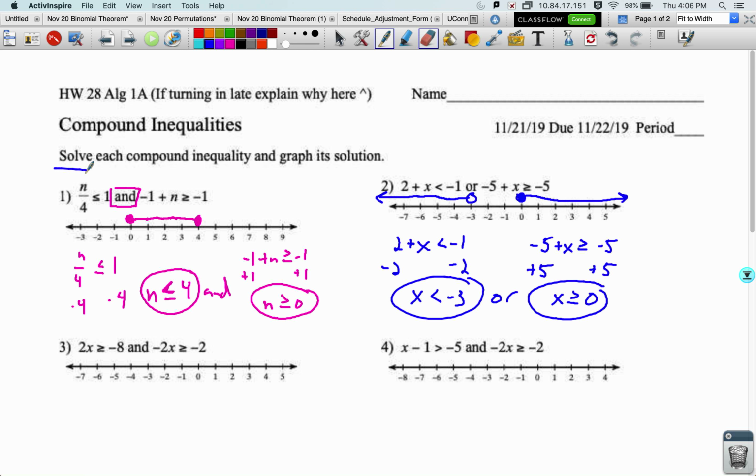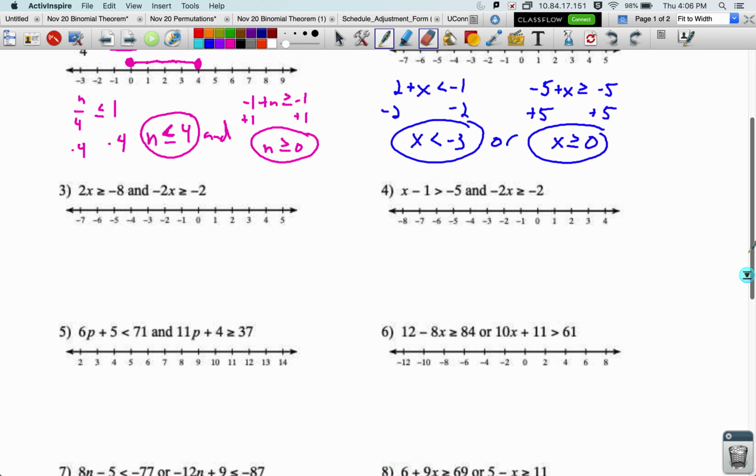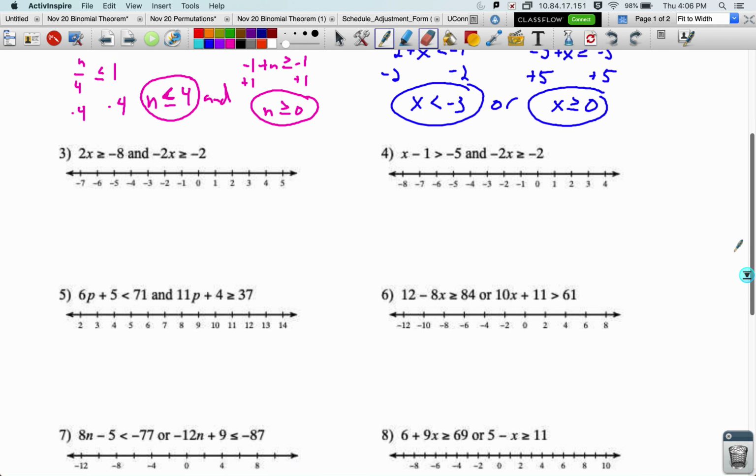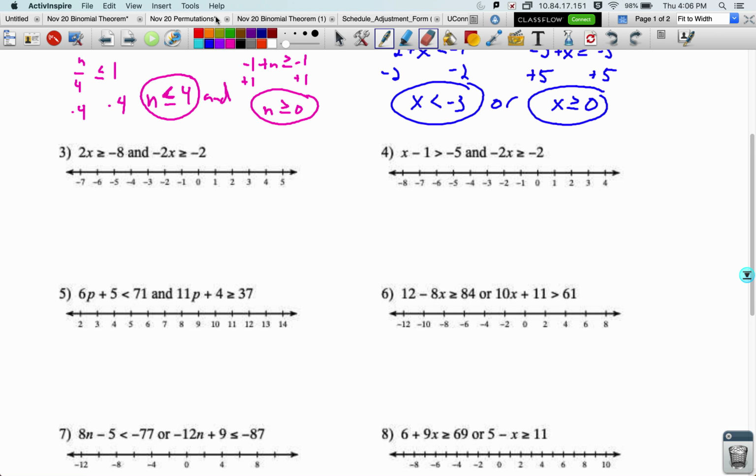That's part of our solving, because it's not just graphing. When we solve it, that is where we simplify it down to these inequalities with only one variable. So we have another couple ands. I'll do number 3 because I see this negative here. It's going to cause us to do something.